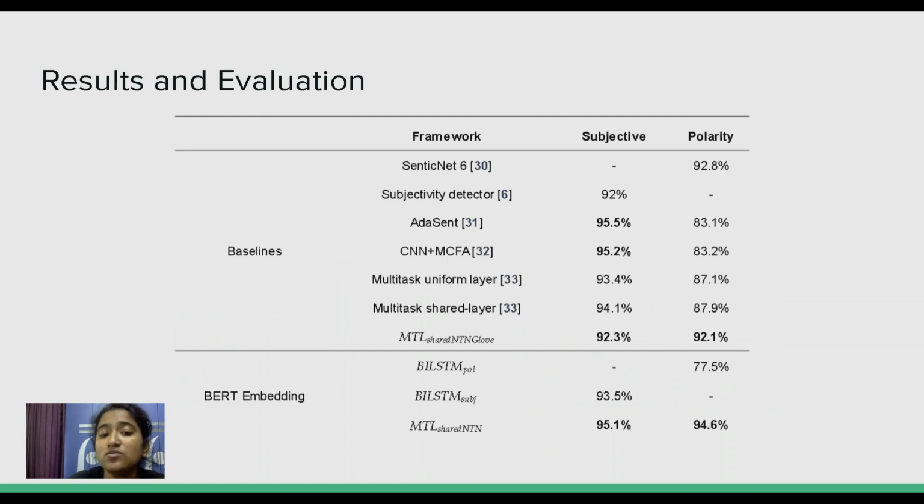In comparison, traditional models like Sentic showed strong performance but didn't match the accuracy level we achieved on the same dataset. The multitask models with shared layers also performed well, but our approach demonstrated the highest accuracy, proving the advantage of leveraging shared representation and task interactions.